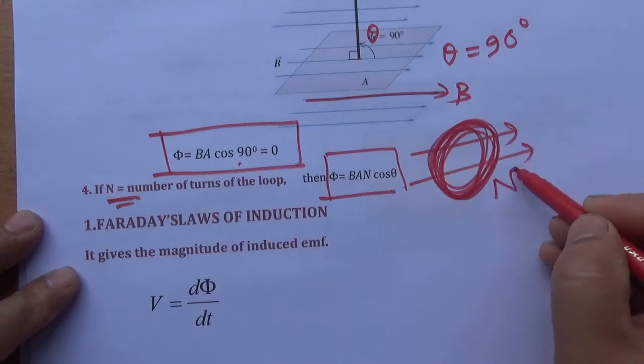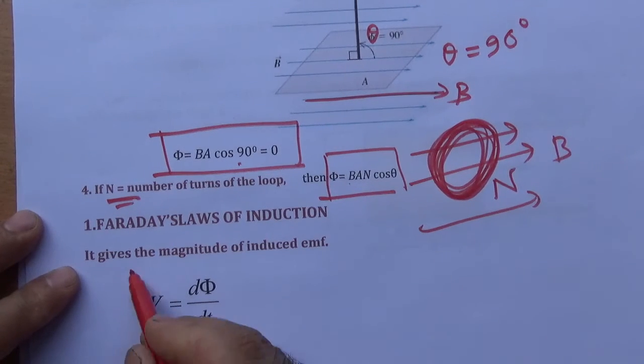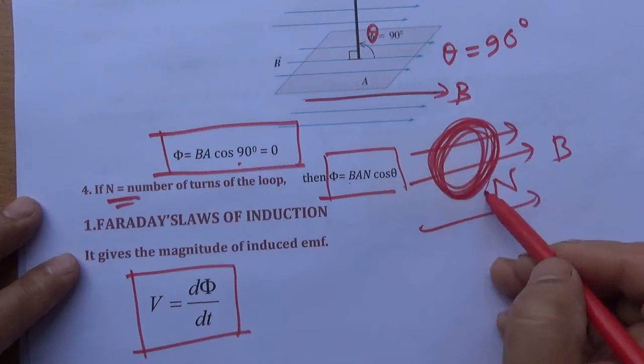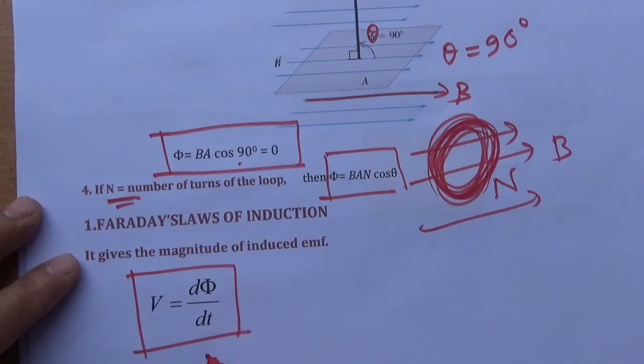The magnetic field is B and the area is A. Then the EMF induced, or the potential difference produced in the loop, is equal to the rate of change of flux.